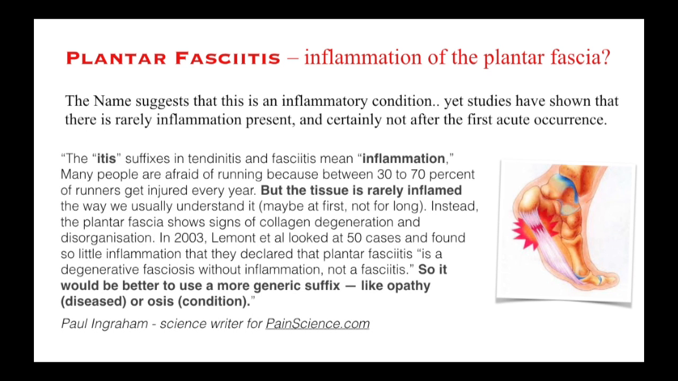Yet Paul Ingram, a science writer for painscience.com, said this in a very informative article. He said the itis suffix in tendinitis and fasciitis means inflammation. Many people are afraid of running. They're particularly talking about running in this article because between 30 and 70% of runners get injured each year, with quite a high proportion of them complaining of plantar fasciitis. But the tissue is rarely inflamed.